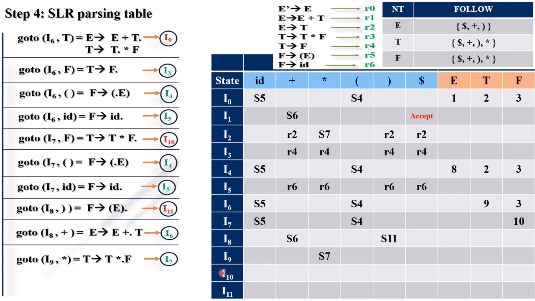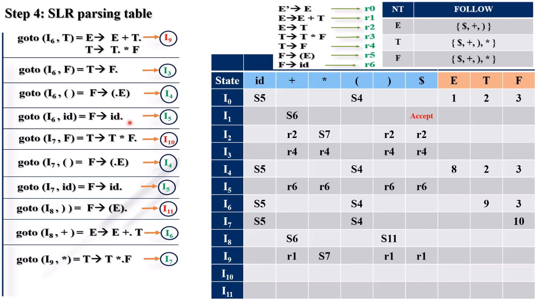What is the follow of E? Dollar, plus and closing bracket. What we put? We put R1. Okay. 1, 2 and 3. Next. I3 we already put it. In I5 we already put it.